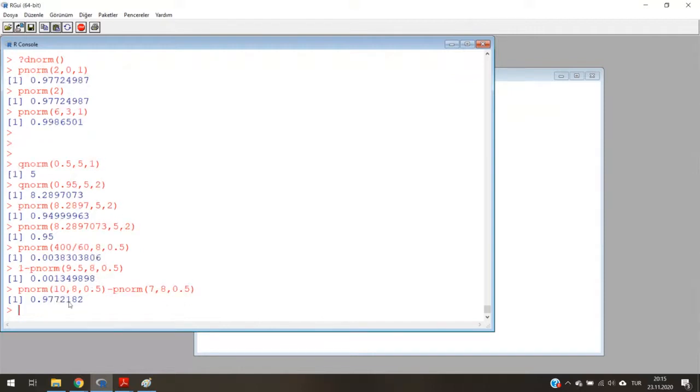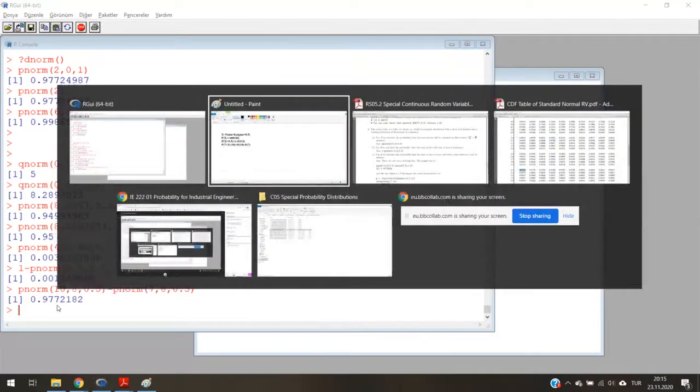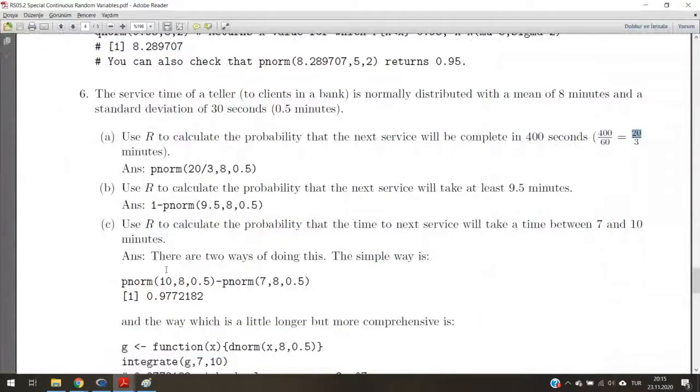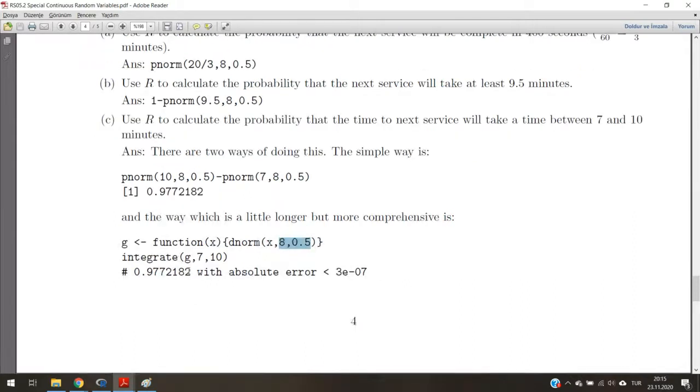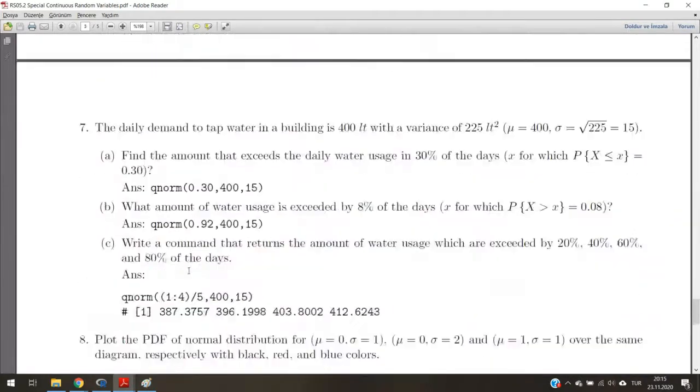And that probability is 0.9772 approximately. All right, so there is another way of calculating this, which is integrating the probability density function, of course. So you need to write down the probability density function as a function with these parameters setting. And after integrating this PDF between 7 and 10, you are also going to get the same result.